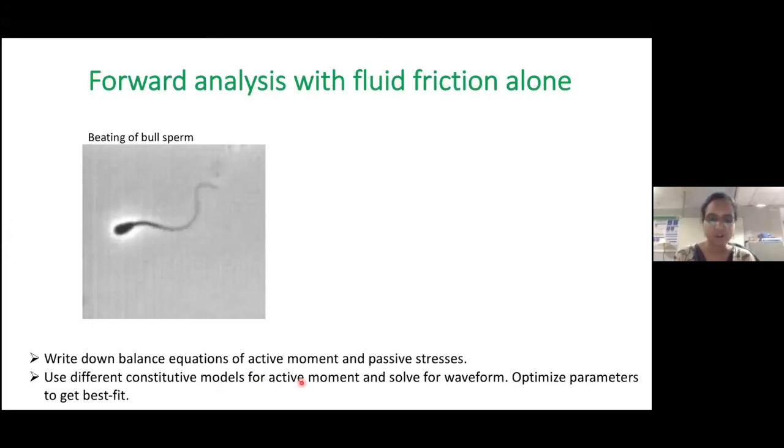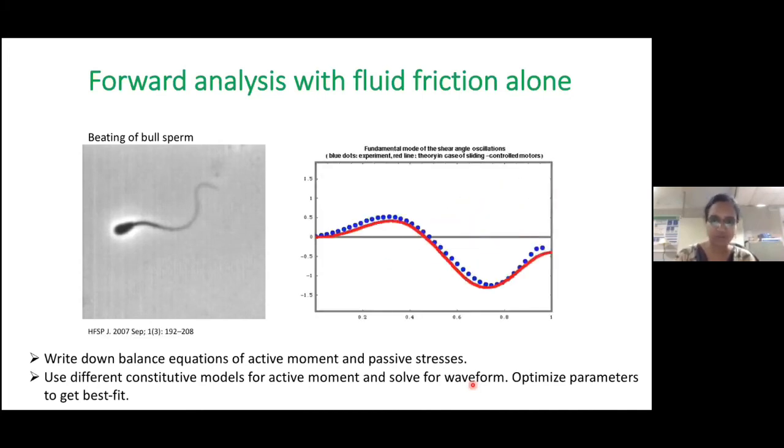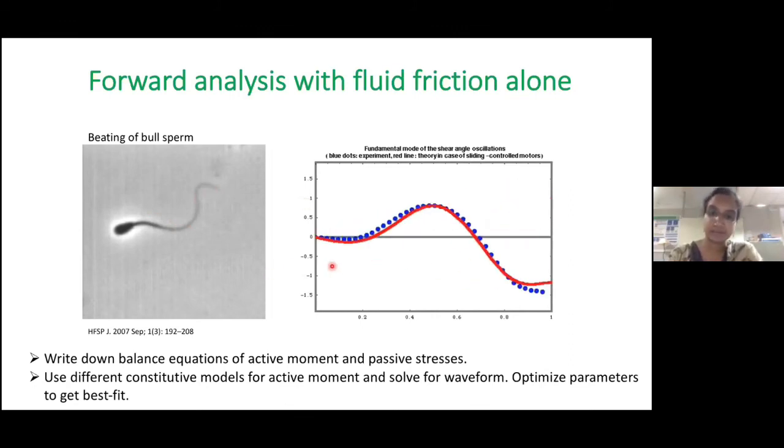moment. By constitutive equation, what I mean is how are the active stresses related to the observable variables in the experiment, like the shear angle or the sliding displacement. So essentially you try many different models of active moment and solve for the waveform, optimize parameters to get a best fit. So for example, as shown here, you're plotting the fundamental mode of the tangent angle at each point, and then comparing it with the theoretical prediction.